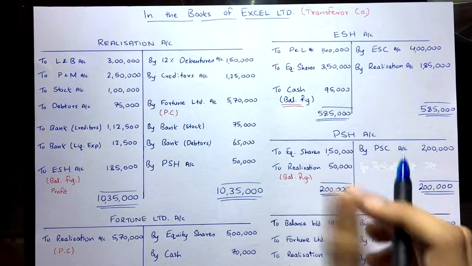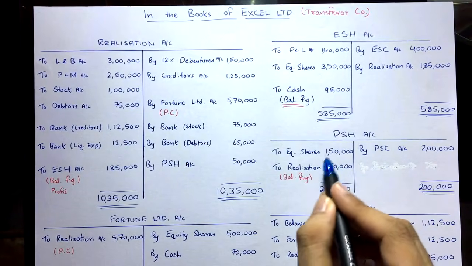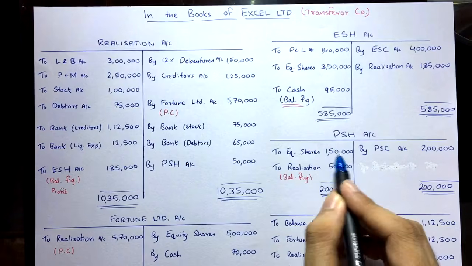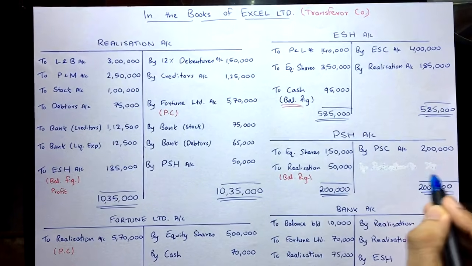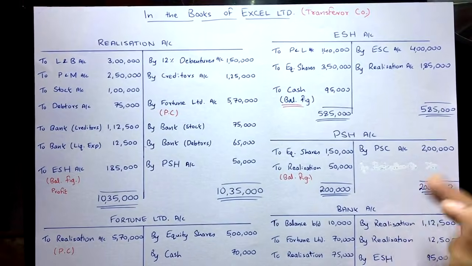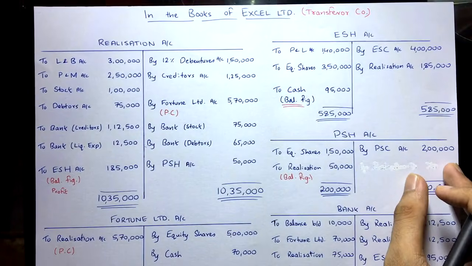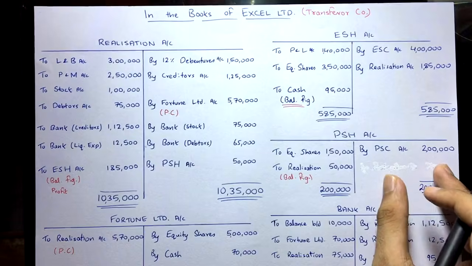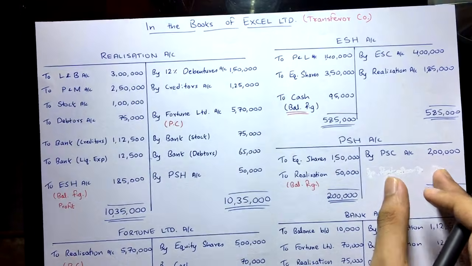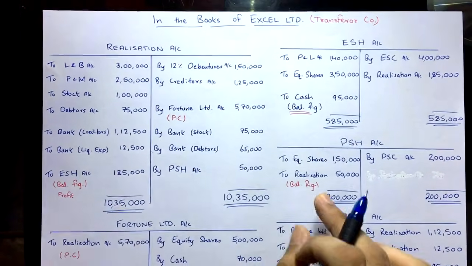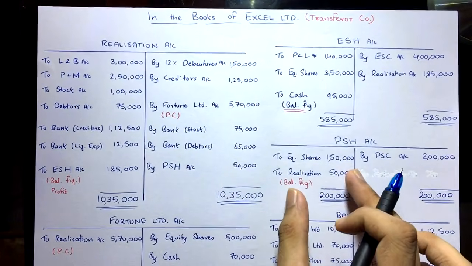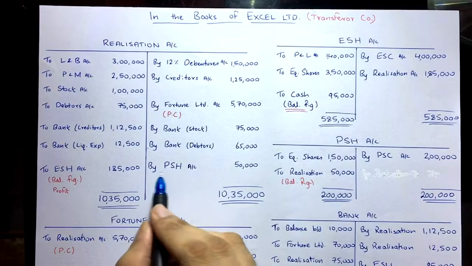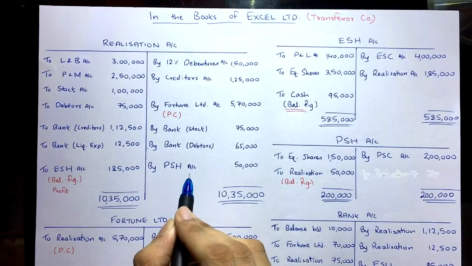If we pay more, let's say we would have paid 5 lakh to them in equity shares, just for an example, then a 3 lakh balancing figure would have come over here. That means we have paid more, right? If we have paid more, then that's an expense, a loss for us, and it will hit the realization account. But since here we have paid less and the balancing figure is on the debit side, cross posting in the realization account, it will come over here by preference shareholder account.